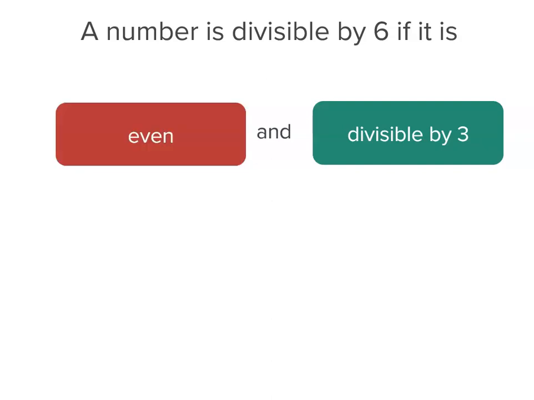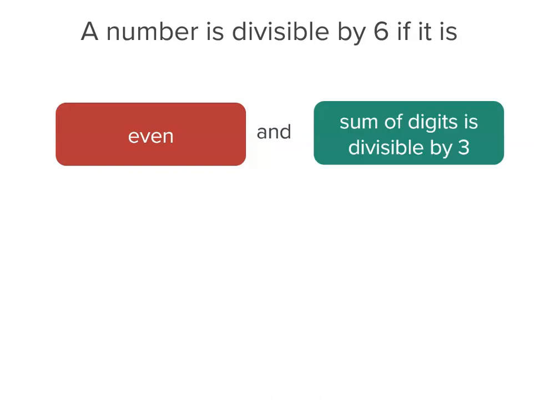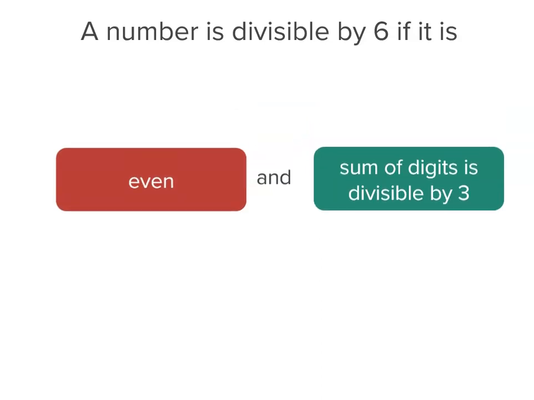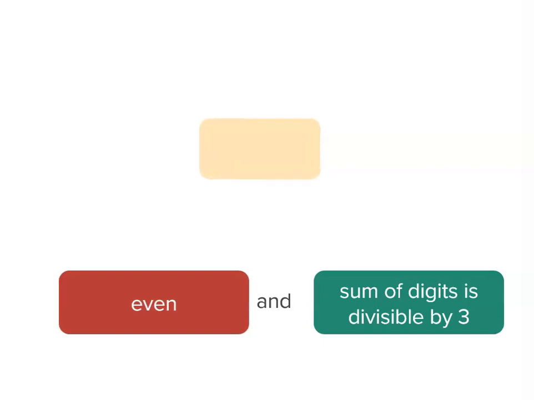If it's divisible by 2, it's even. If it's divisible by 3, the sum of the digits is divisible by 3. So we apply those two tests and that will tell us. So if you look at some of these numbers, 6 is even and the sum of the digits is 6. 18 is even and the sum of the digits, 1 plus 8, is 9. That's divisible by 3. So let's try some other numbers.